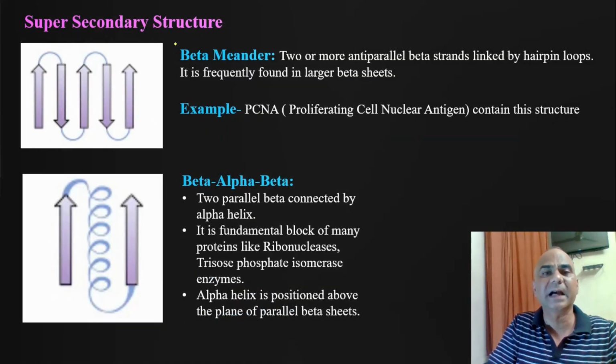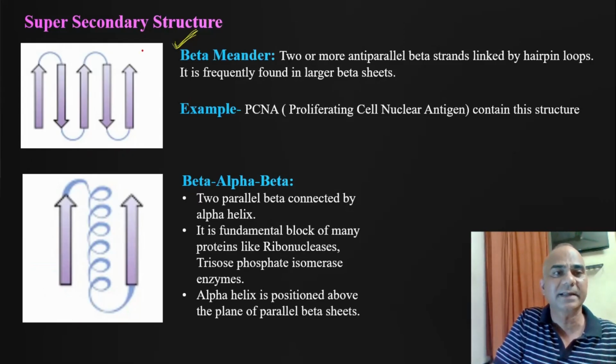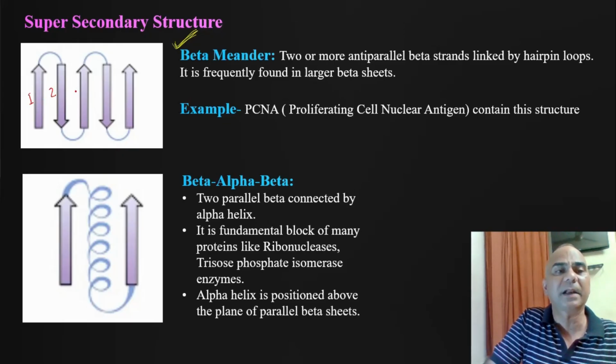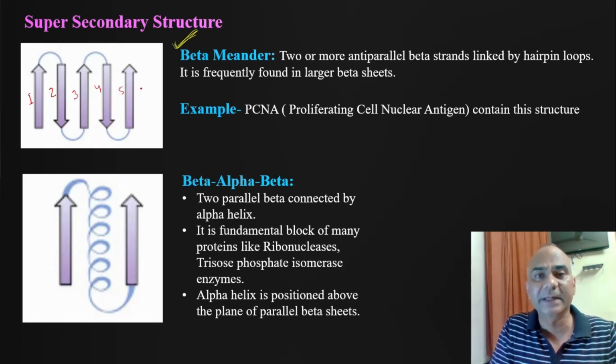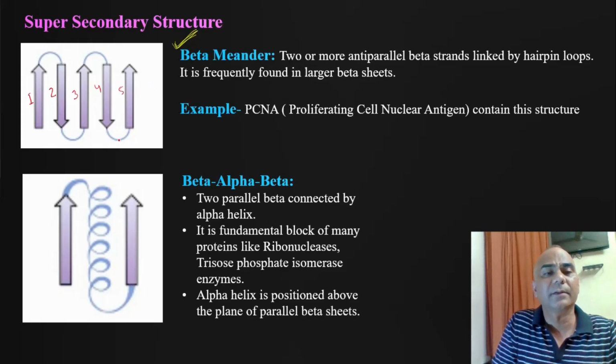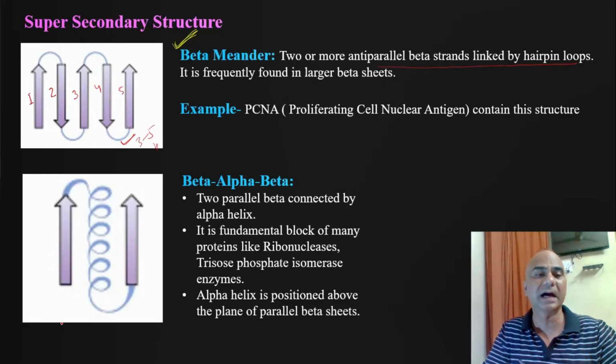The next is the beta meander. What is the beta meander? First, focus on this first diagram. This is the first beta sheet and this is the second beta sheet. Both are arranged in an antiparallel manner, and this is the third, the fourth, and the fifth. The five beta sheets are antiparallelly arranged and joined together by a short loop of 3 to 5 amino acids. Two or more antiparallel beta strands linked by hairpin loops are frequently found in a large beta sheet.